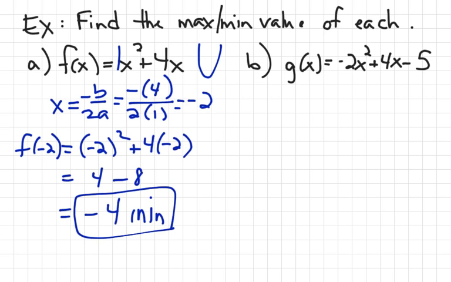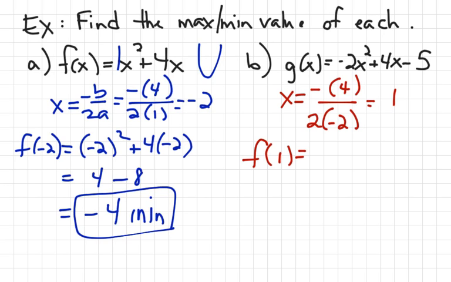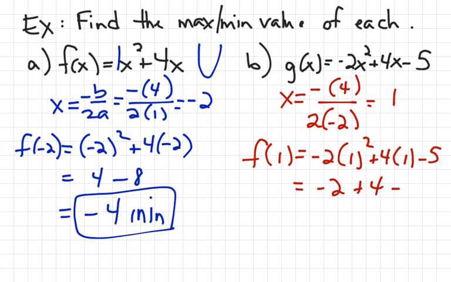For the next one, x is equal to the opposite of b, which is 4, over 2 times a, which is negative 2. Negative 4 over negative 4 is 1. To find the max or min value, we plug 1 back into the original equation. So negative 2 times 1 squared plus 4 times 1 minus 5 is negative 2 plus 4 minus 5, which is negative 3. Since the leading coefficient is negative, that parabola opens down, which means the vertex is at a maximum.